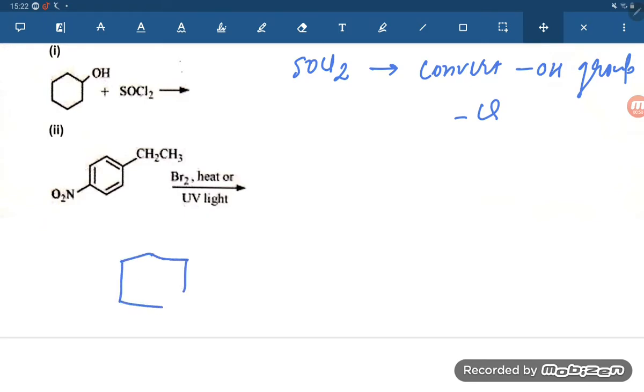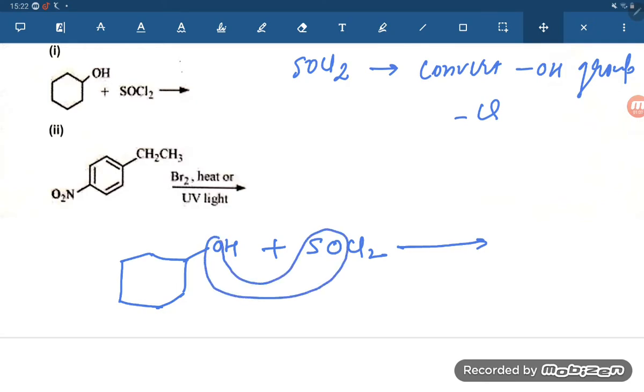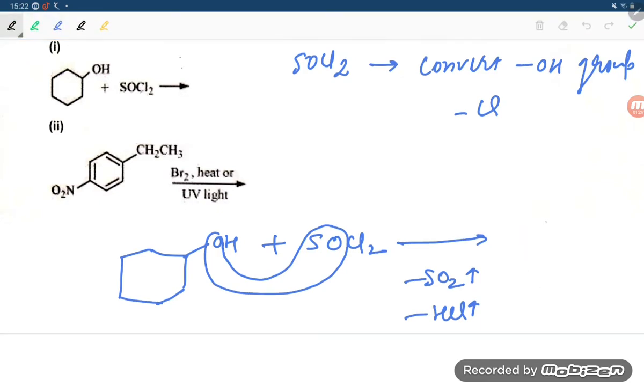This is cyclohexanol, that is OH, and you are treating it with SOCl2. So what happens? The oxygen and the SO will be released as SO2 gas, and the H and Cl leave as HCl gas. Here the benzene ring will not be there, I am sorry, don't get confused. Here is the cyclohexane ring, and the compound formed has Cl.